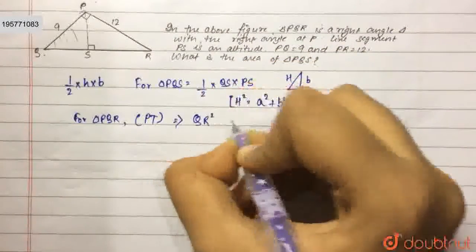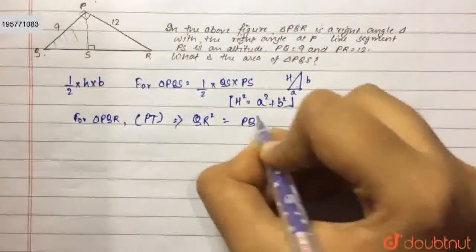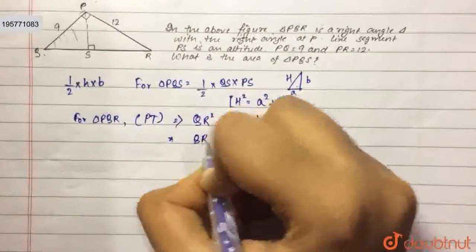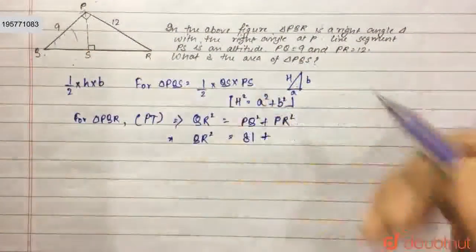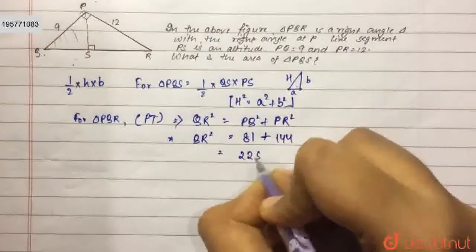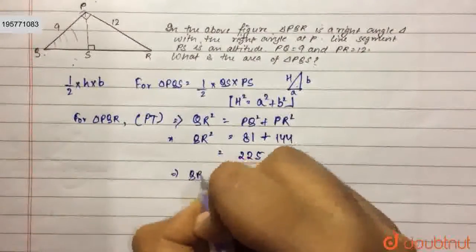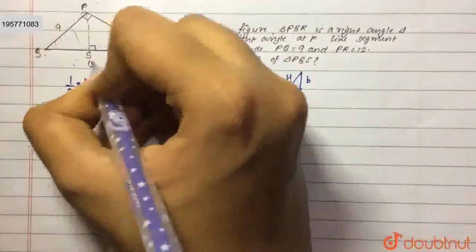So QR square will be equal to PQ square plus PR square. So QR square is, once again, PQ square is 81, 9 square is 81, and 12 square is 144. So that gives you an answer of 225, which is a perfect square of 15. So QR here equals 15, right? So now we know the value of QR.